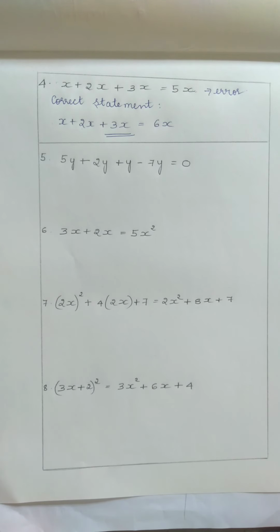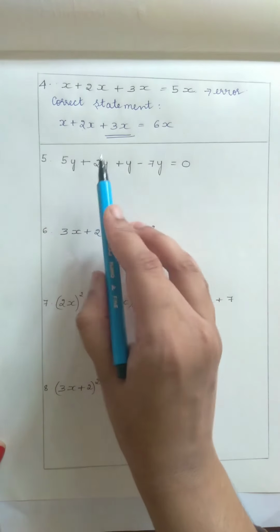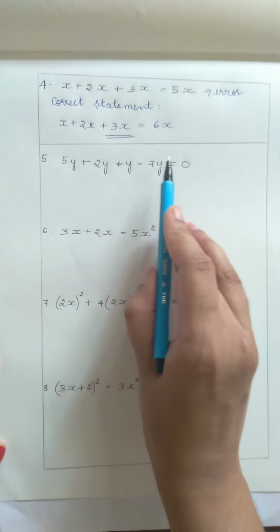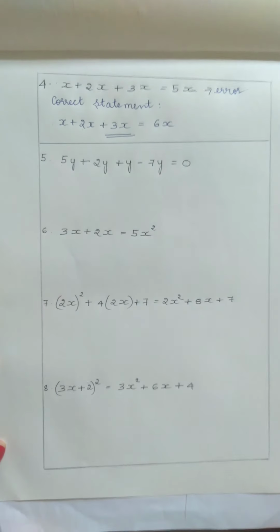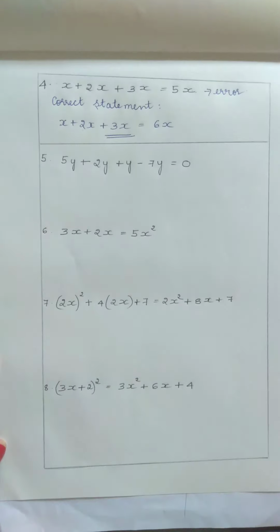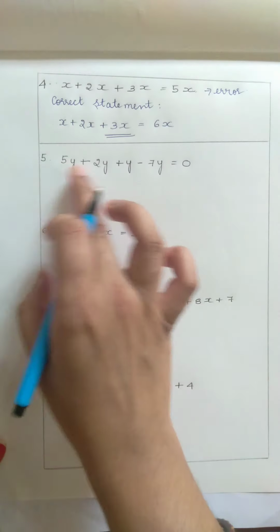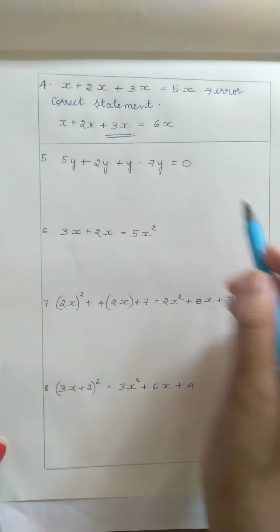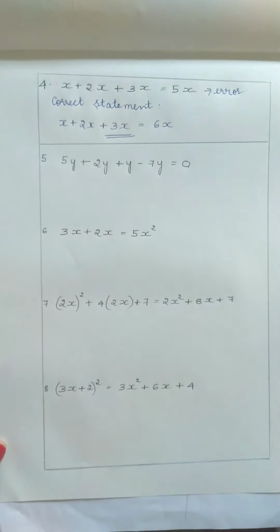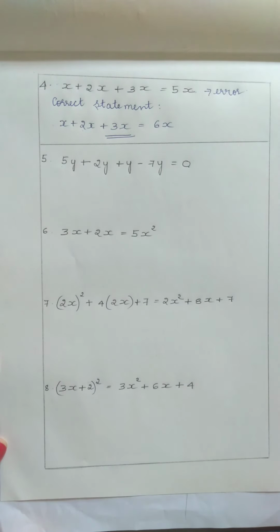Now look into the fifth problem. We have 5y plus 2y plus y minus 7y equal to 0. We have an addition and subtraction combination together in the given mathematical statement, and it contains 1, 2, 3, 4 terms. So the 4 terms also contain the same variable, that is y. So we can perform the required operation in this problem. So let us check whether this 0 is a correct mathematical statement or it has an error.